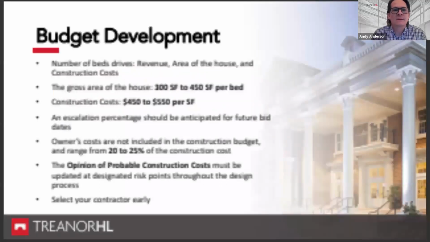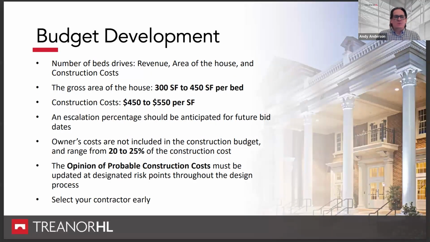Okay, next slide, Dio. So the first thing we need to figure out when we're doing this project is what is the budget? Our clients say, how much is this going to cost? And so over the years, we've developed metrics that help us bracket the potential scope and the potential cost for the project.